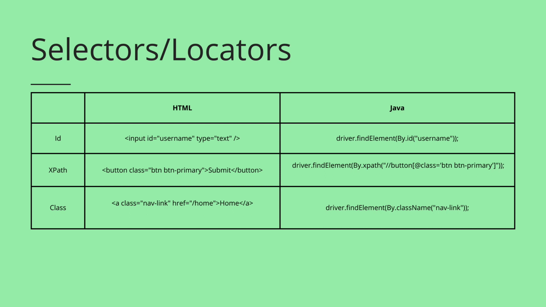Next up, let's have a more in-depth conversation about selectors or locators. This is something you're going to spend a lot of time on as an automation engineer. So you can find by ID. So if an HTML tag like an input has an ID, you can find it with find element by ID. You can also use XPath. So you can find a button that has the class of button-primary. Or you can find a selector locator by class, by.className.